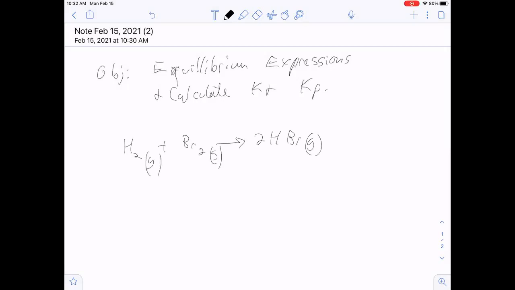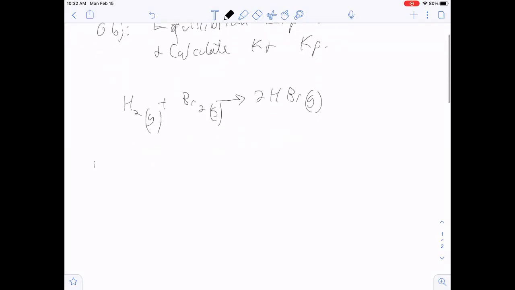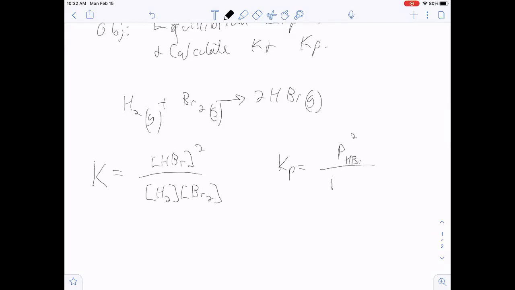So the equilibrium expression would be products over reactants, raise it to their molar power, and the Kp expression would be the same thing, except then it would be the pressure of their gases. Okay.